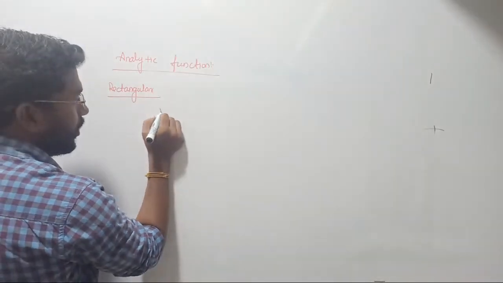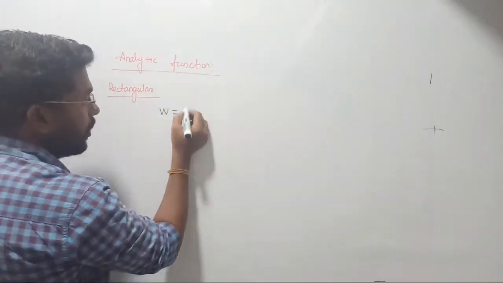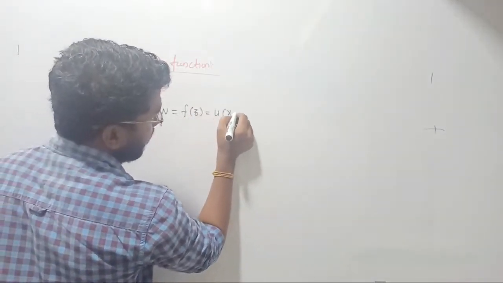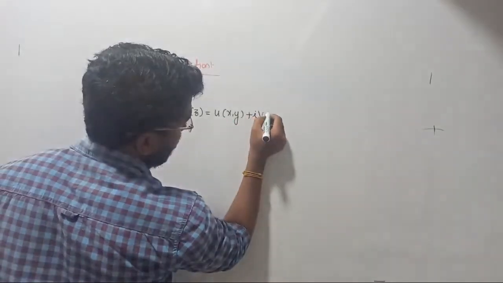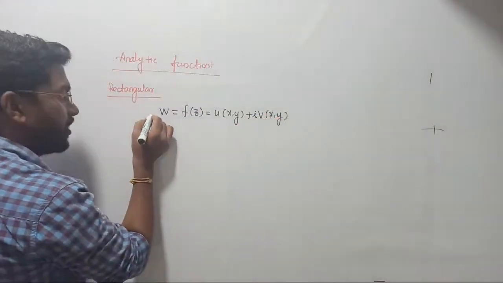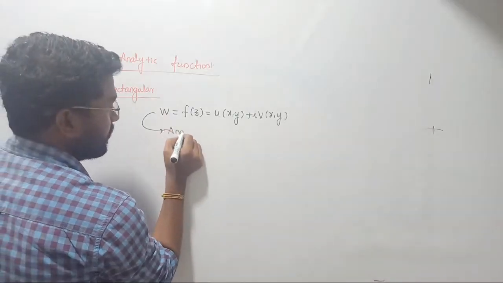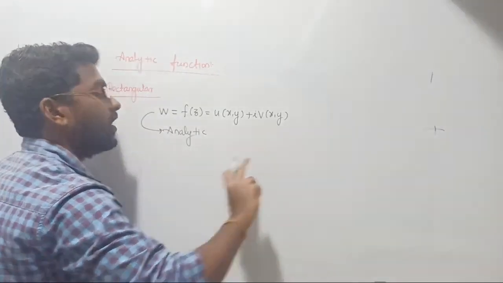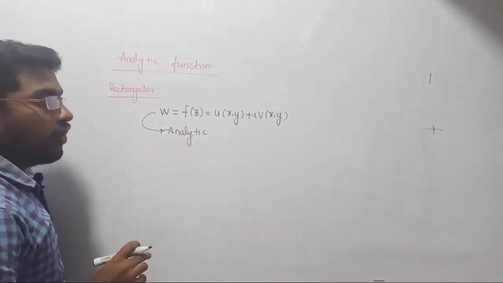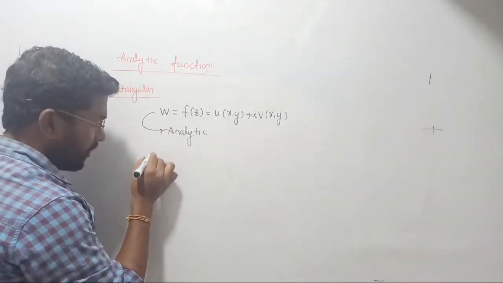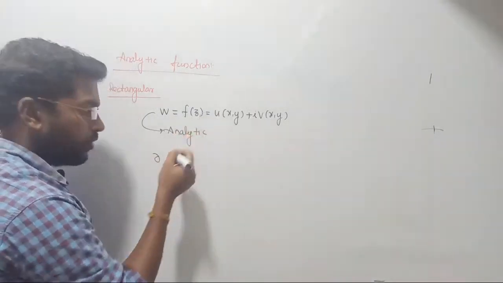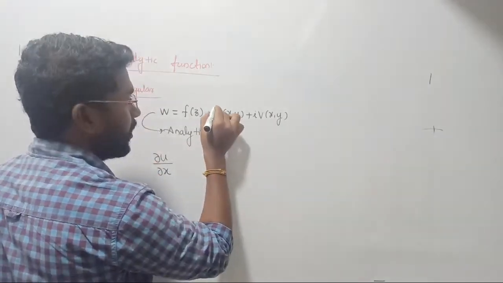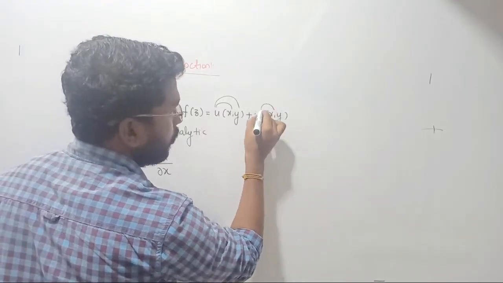In the rectangular domain, your function is defined like this, w is equal to f of z, and it can be considered as u of x comma y plus i into v of x comma y. This function is said to be analytic if and only if it satisfies the following condition. That condition is just to take u, differentiate with respect to x. It is depending on two variables, x and y. v is also depending on two variables, x and y.